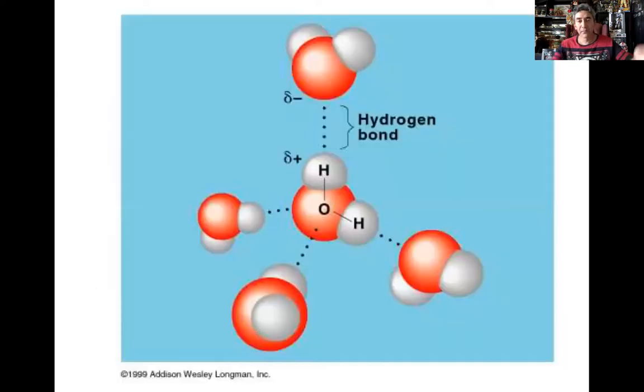Now, if I was to put multiple water molecules together here, right, we tend to see an interaction, right? So this is within one molecule. This is within the other molecule. And then this attractive force is between the two molecules. So the hydrogen bond is this opposite attractive force between different molecules, right?